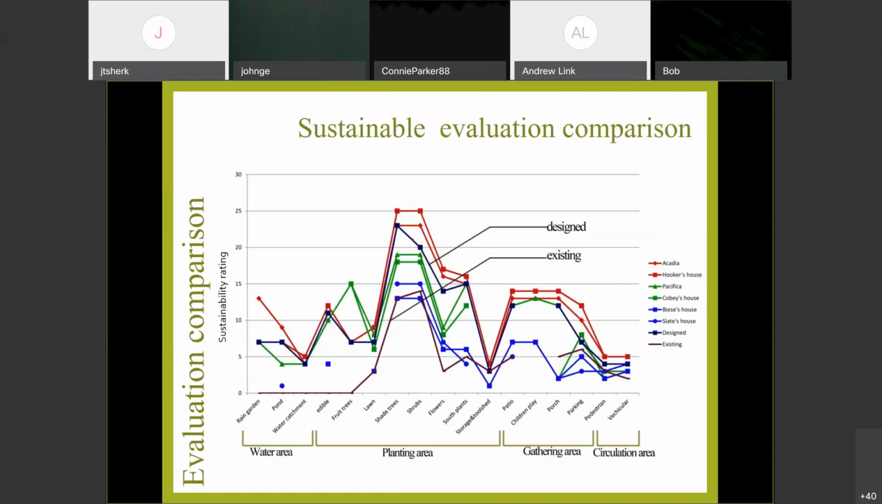And you can see the pilot study began way down in the existing with this purple line. Let's see if I can use my pointer. There we go. Way down here. And after my student implemented the design strategies that she established in water, planting, gathering, and circulation, and then she ran it through the Sustainable Sites Initiative rating system, all those categories went up.